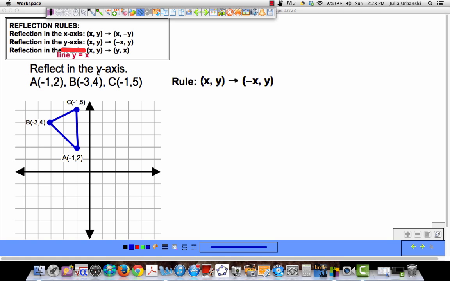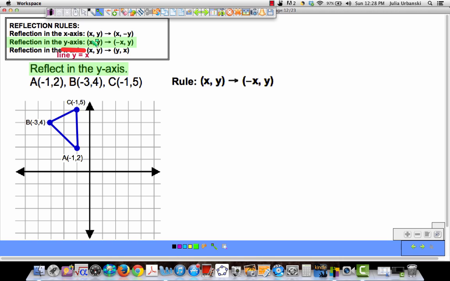This one says to reflect in the y-axis. So let's keep that in mind as we're doing it. We're going to be reflecting in the y-axis. So it's this second rule right here. Reflect in the y-axis, and the rule for reflecting in the y-axis is right here. Now again, you can do it any way you want, but I'm going to show you both ways so that you can see that it works. Let me maybe go backwards this time.